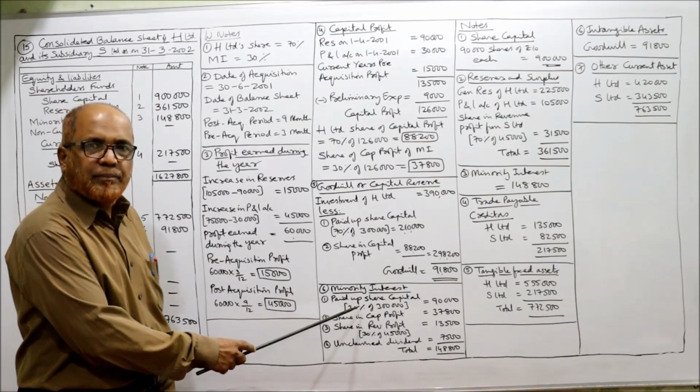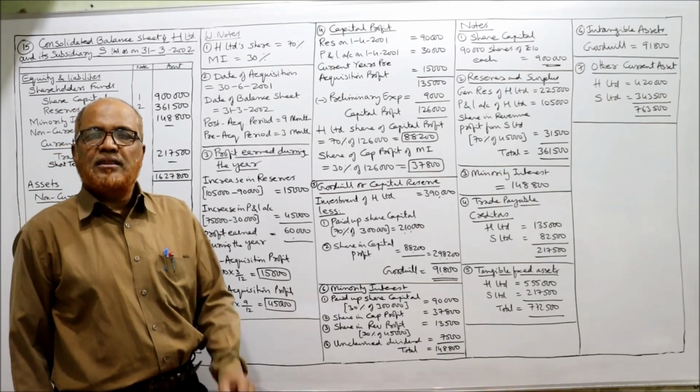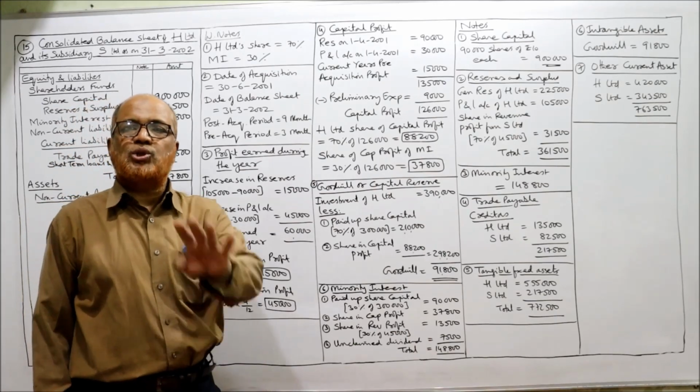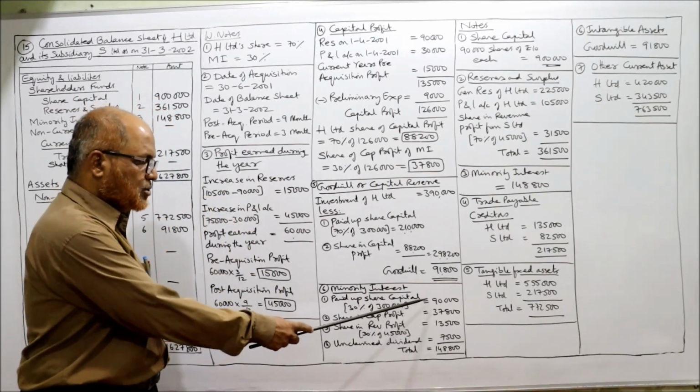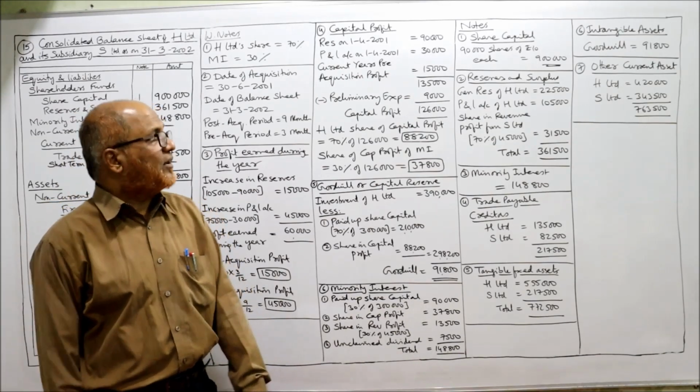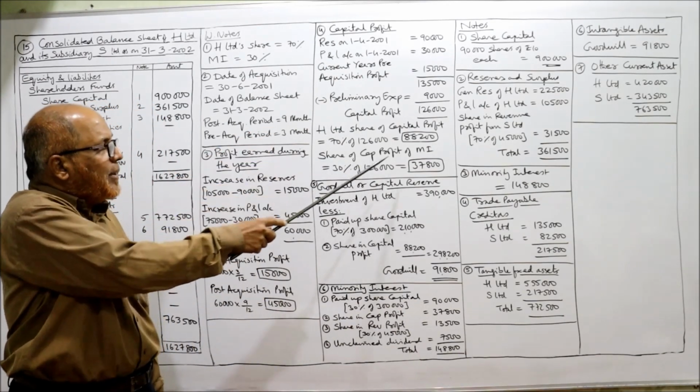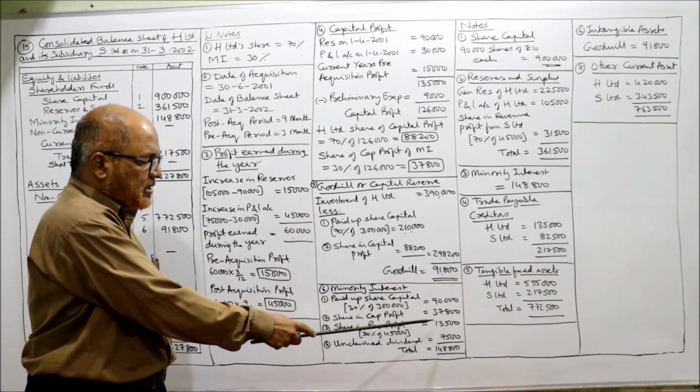First of all, paid up share capital, 30%. 30% is of minority interest. So 3 lakh into 30%, 90,000. Secondly, share in capital profit. Here capital profit we have calculated. Minority interest share is 37,800.